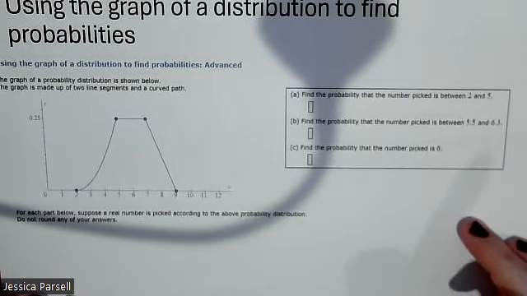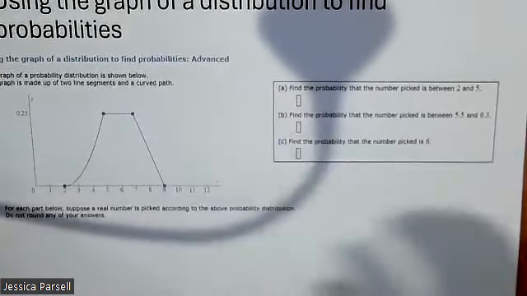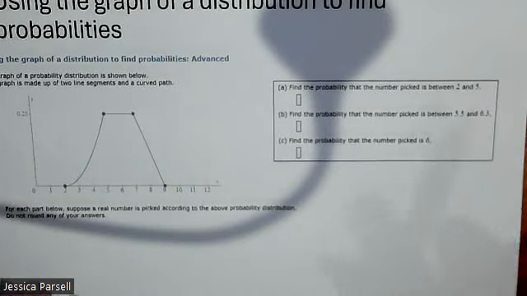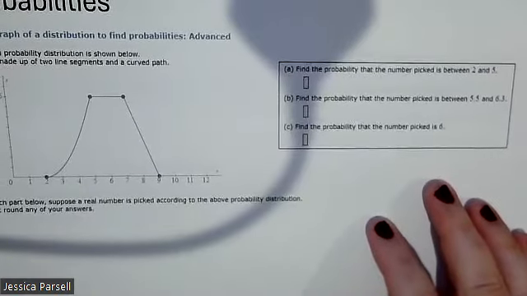So the first question is, find the probability that the number picked is between the number 2 and 5. Then it's going to be between 5.5 and 6.3. And then find the probability that the number picked is 6.